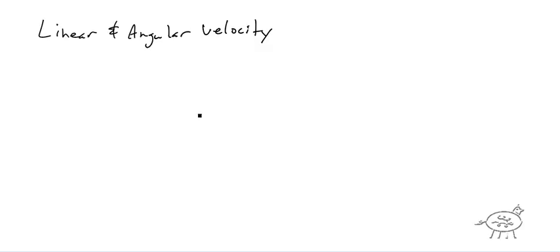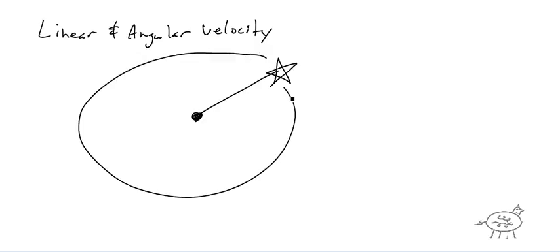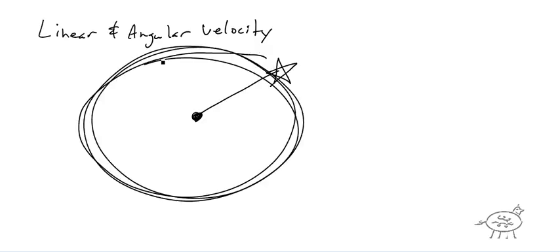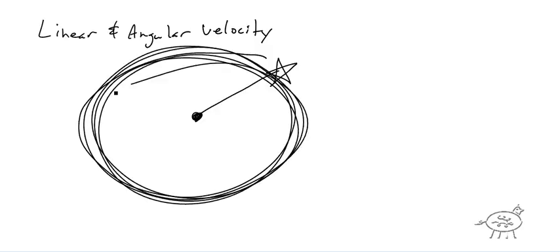But if this is me in the middle, and I have a string, and I have, I don't know, let's put a star on that. And I took that star and I started going around and around and around. Okay, we have two kinds of velocities.